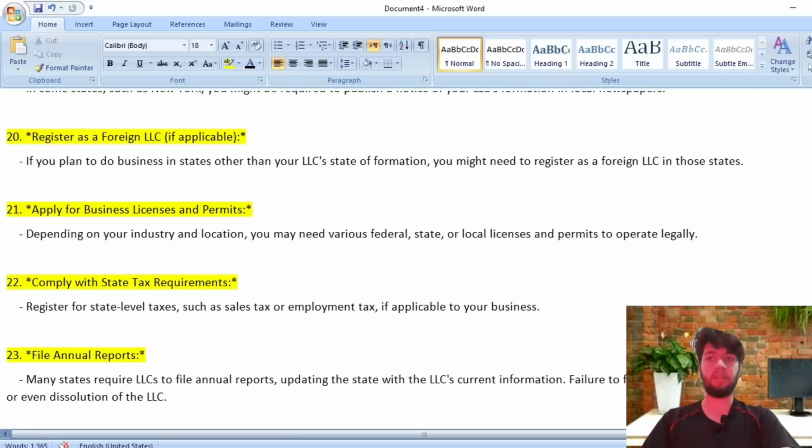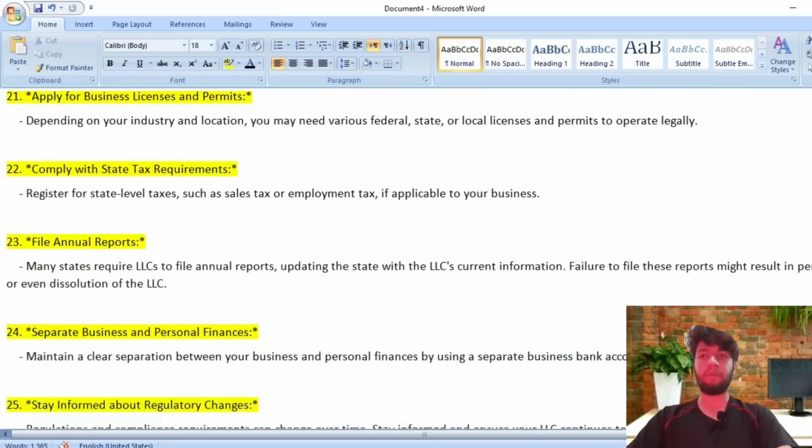File annual reports. Many states require LLCs to file annual reports, updating the state with the LLC's current information. Failure to file these reports might result in penalties or even dissolution of the LLC. Separate business and personal finances. Maintain a clear separation between your business and personal finances by using a separate business bank account and avoiding commingling funds.